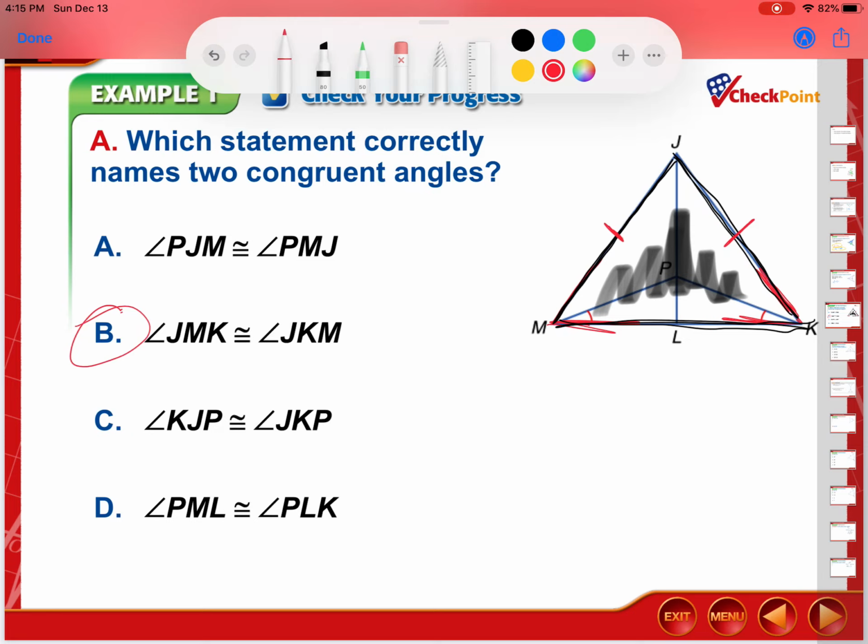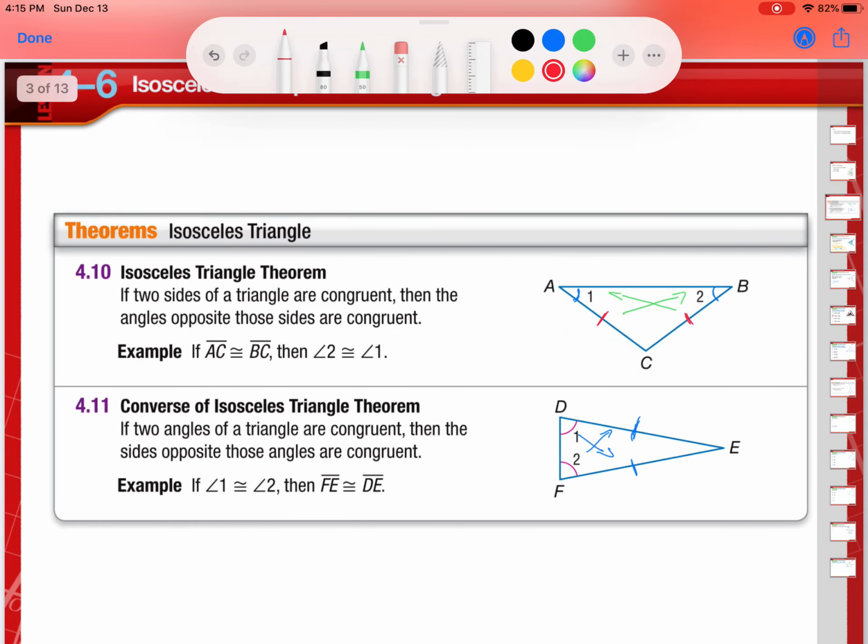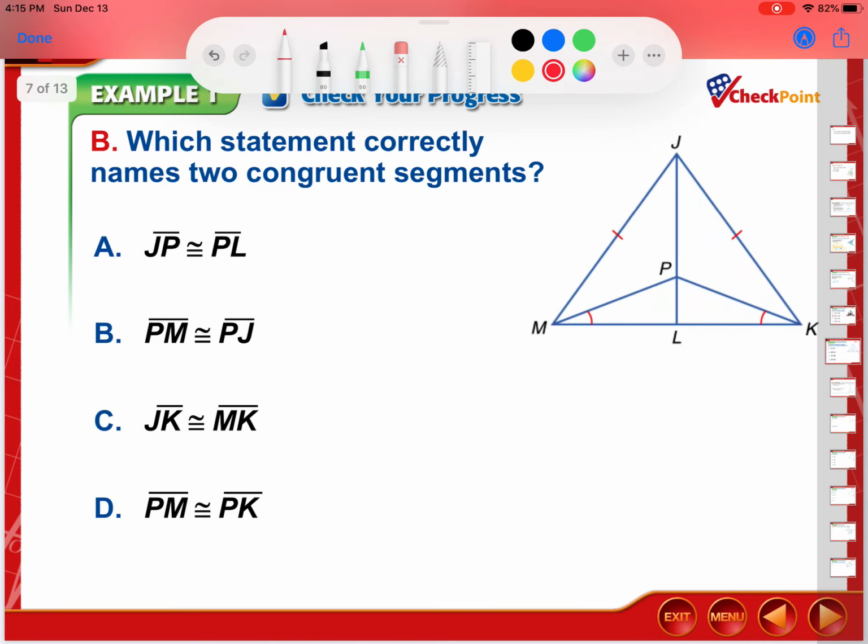But if we look at this, we have this side is the same as this side, which means that our two base angles must be the same, and our base angles are JMK and JKM. So we know that those are the same. Once again, going back to the isosceles triangle theorem.